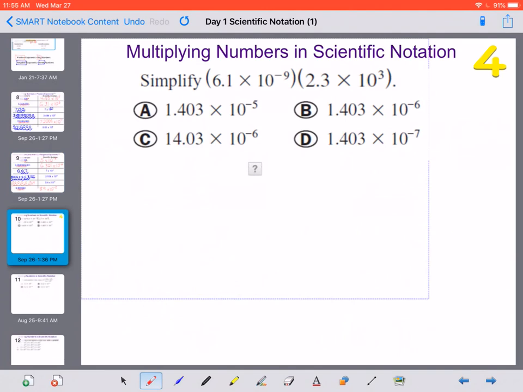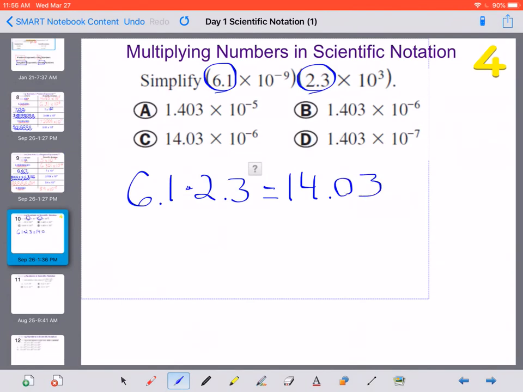Alright, multiplying numbers in scientific notation. So what we need to do here is multiply what we have. The first thing I see is 6.1 and 2.3. So I'm going to multiply 6.1 times 2.3. When I do that, the answer that I get is 14.03. So I see one that's 14.03. That's C. So I know that that's a possibility.